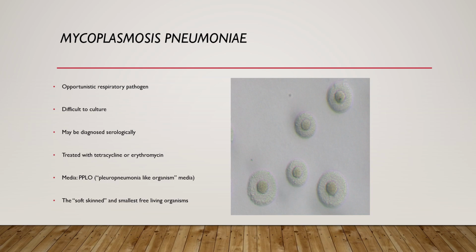PPLO stands for pleuropneumonia-like organism media, because mycoplasma was first discovered in cows that have pleuropneumonia. It is what we call a soft skin organism, and it's one of the smallest free-living organisms, at about 0.05 microns. It's not going to gram stain because it has weak, thin cell walls, but if you were to try what's known as a Dienes stain, you would note the fried egg appearance that you can see on the right there.